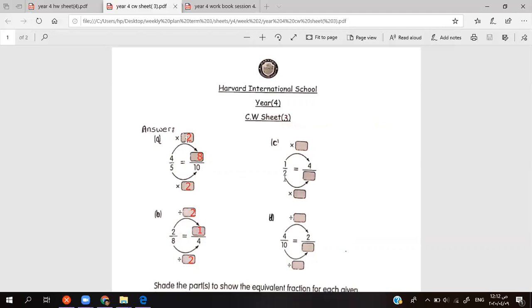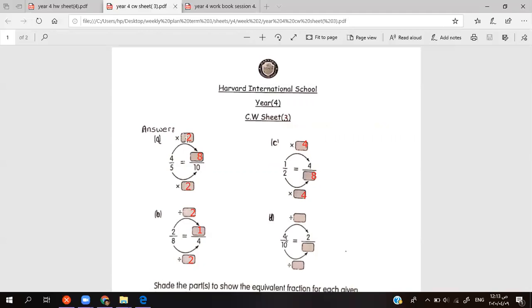Can you pause me and try answering C and D on your own? Okay, here, how did the 1 become a 4? By multiplying by 4. So whatever I do up, I must do down. I will also multiply the denominator by 4. 2 times 4 is an 8.